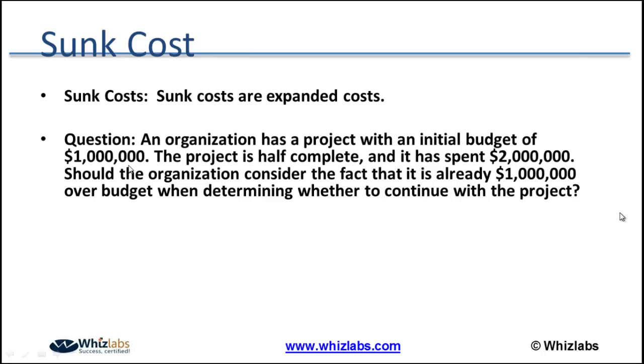As I said, the project charter will have the initial project budget, the project cost, the constraints, the assumptions, as well as your payback period and all those things. So on the project charter, the fund allocated for the project was 1 million, and the project is halfway through the execution phase and has already spent 2 million. Should the organization consider the fact that it is already 1 million over budget, and should this be a criterion to stop the project?